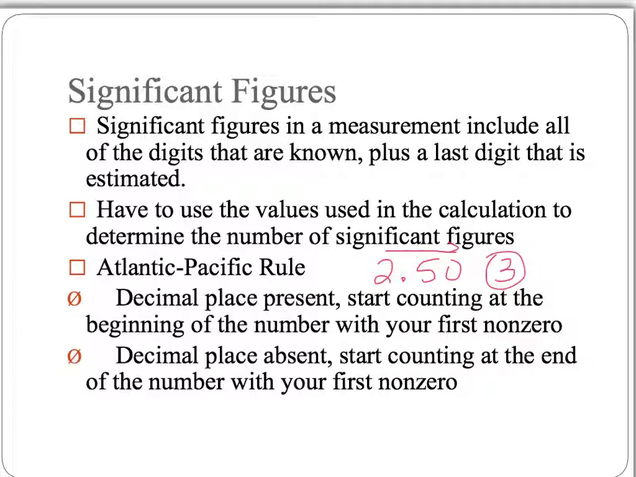There's another rule if there's a decimal place absent. So if I have a number like, I don't know, 5,000, there is a decimal place absent in this. So in this case, I start counting at the end of the number, and I start counting to the left, and I don't start counting until I get to a number that is not a 0. So that's not significant, that is not significant, and that is not significant. So the only number that's significant in this is a 5. So we would say that that number has 1 significant digit in it. I've got several examples that we're going to work through.